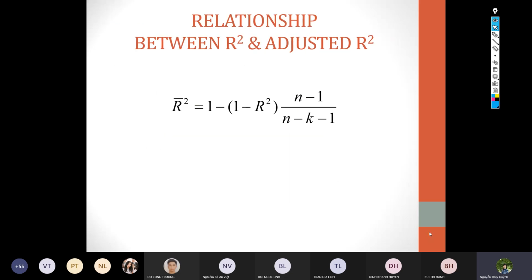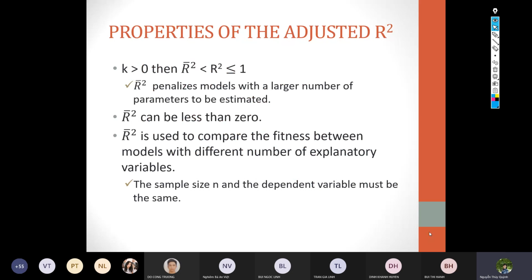There's another case where we use the adjusted coefficient of determination. That is when we want to add one more independent variable into the model. We will add it if, when adding that variable, it makes the adjusted R square increase.